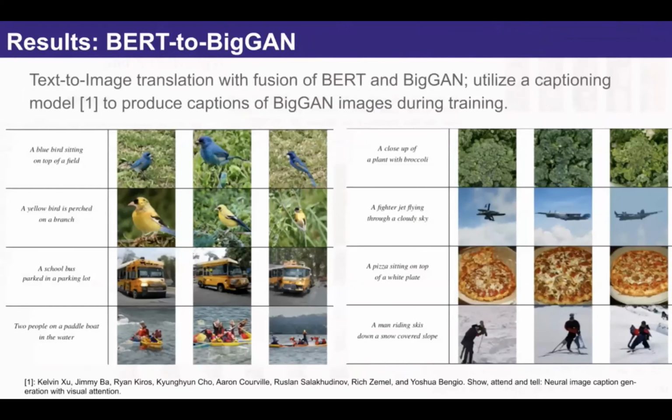In our experiments, we show that our approach allows us to fuse BERT and BigGAN into a text-to-image model. The resulting model is able to produce diverse samples with high interclass variability and also distinguish between more low-scale features, such as the color of a bird.